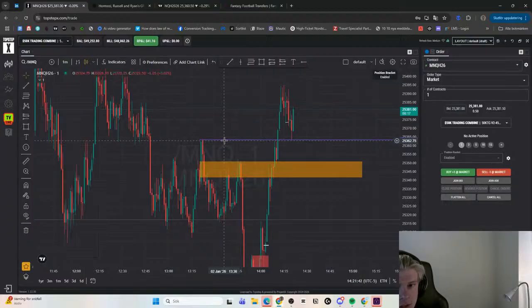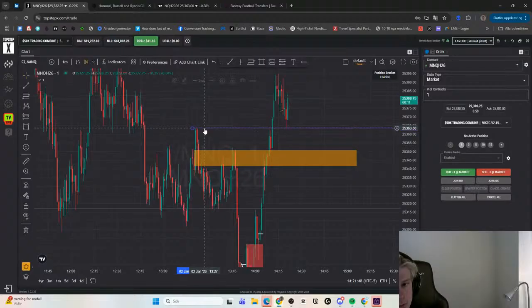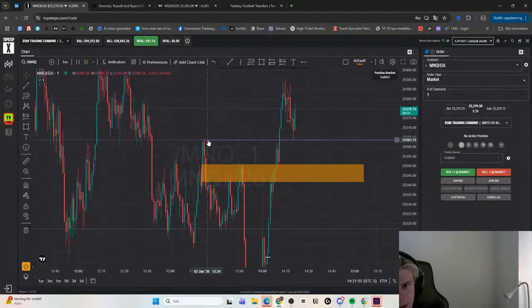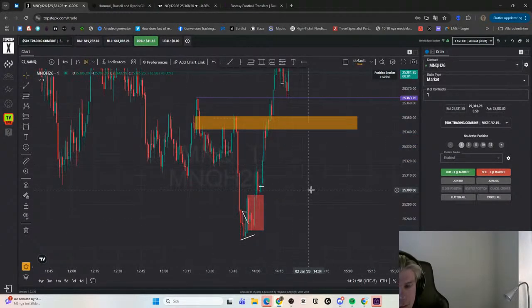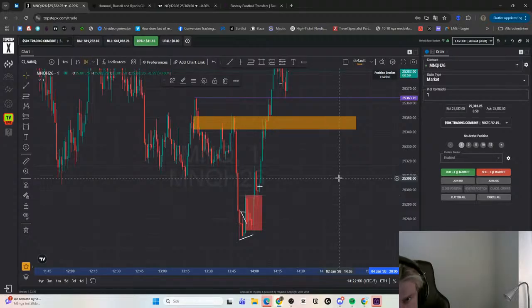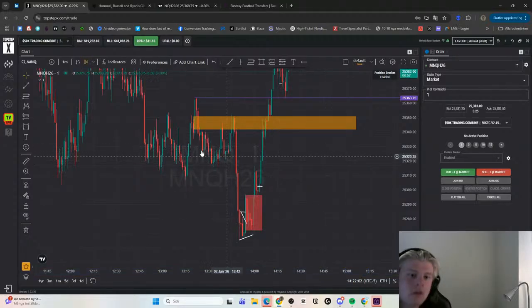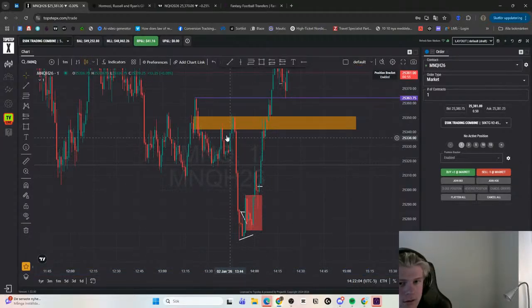Look at that respect. People ask me why I draw out my order blocks the way I do. Would ICT have drawn on that one? The wick? No. Would anybody else have drawn on that? No. It's because it's not an order block. It's a refill block, or a manipulation leg, you can also call it.